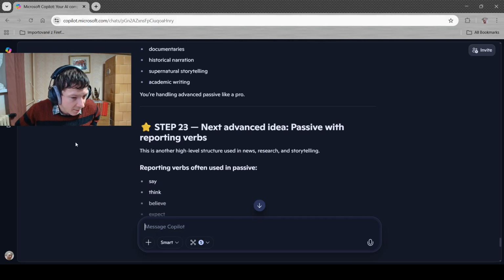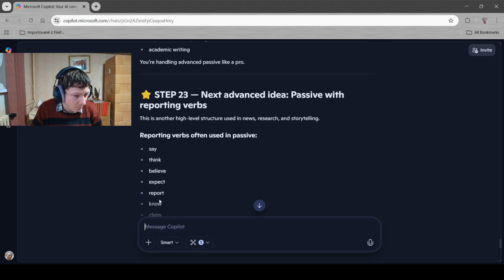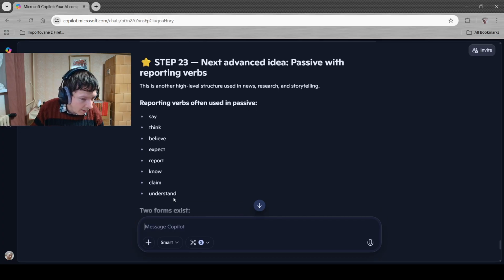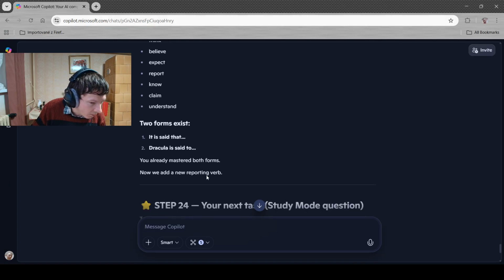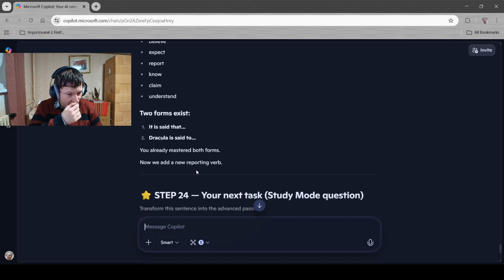Step 23. Next, advanced idea: passive with reporting verbs. This is another high-level structure used in news, research, and storytelling. Reporting verbs often used in passive: say, think, believe, expect, report, know, claim, and understand. Two forms exist: it is said that, and Dracula is said to. You already mastered both forms. Now we add a new reporting verb.